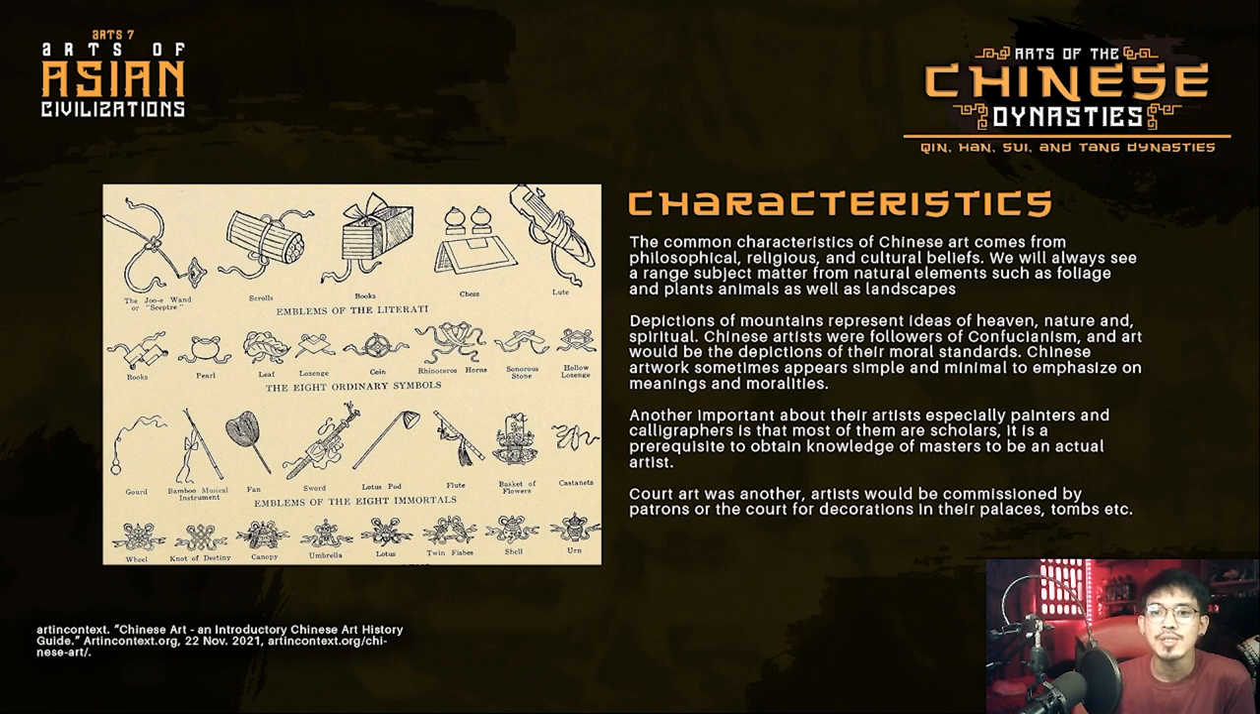So Chinese artists were followers of Confucianism, and the art would be depictions of their morality. So it always has an attached or written poem within, for example, a painting. Chinese artwork sometimes appears to be simple and minimal to emphasize meanings and morality. Sometimes visually, it is to emphasize character, so the character is in the foreground. Remember the principle of art, emphasis. And of course, to emphasize also the poetry, especially for the paintings that have poetry in them.